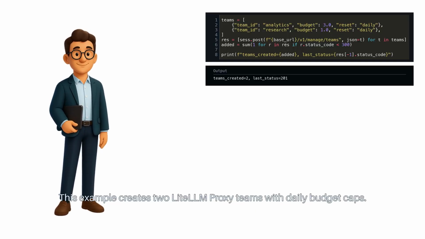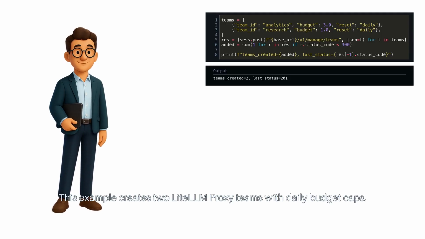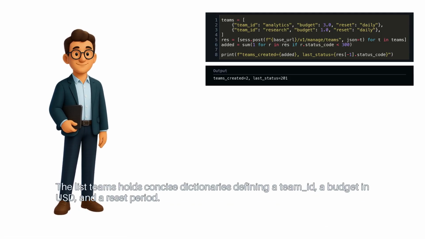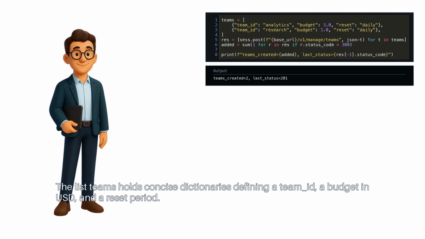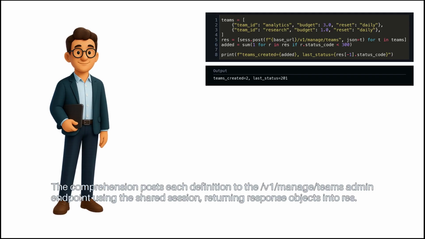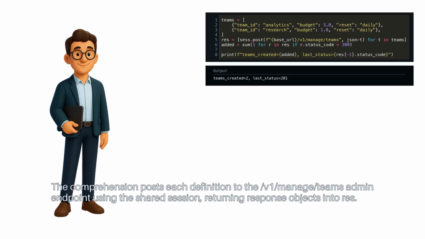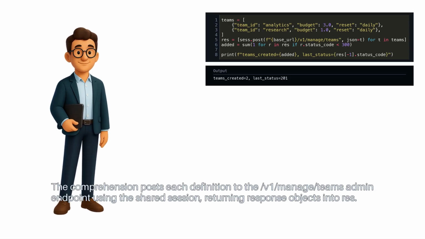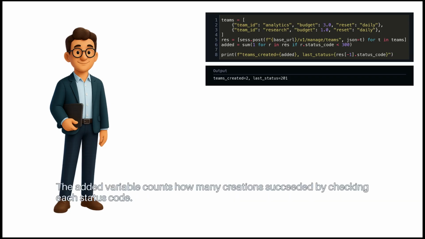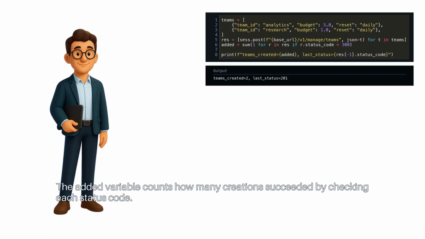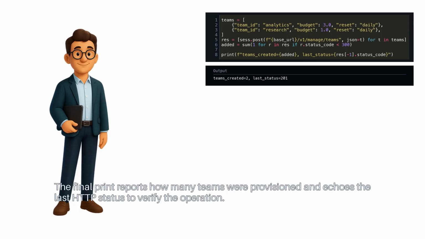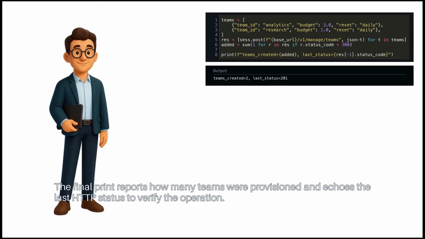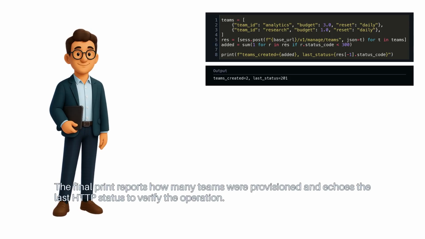This example creates 2 LiteLLM Proxy teams with daily budget caps. The list teams holds concise dictionaries defining a team ID, a budget in USD, and a reset period. The comprehension posts each definition to the /v1/manage/teams admin endpoint using the shared session, returning response objects into res. The added variable counts how many creations succeeded by checking each status code. The final print reports how many teams were provisioned and echoes the last HTTP status to verify the operation.